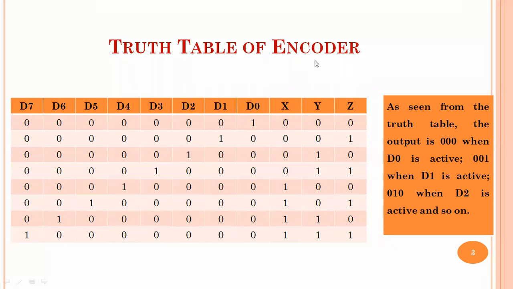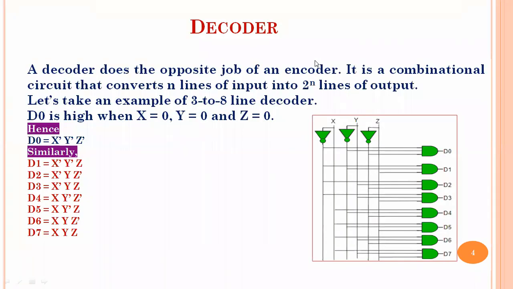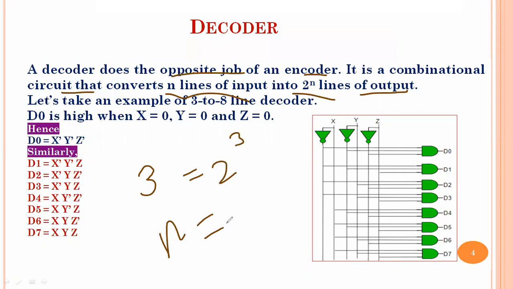And next is the decoder, which does the opposite of the encoder. The decoder does the opposite job of the encoder. It is a combinational circuit that converts n lines of input into 2 raised to power n lines of output. So here we are given 3 input lines and we convert them into 2 raised to power 3 form, or we have n input lines, and we convert them to 2 raised to power n form. Clear?